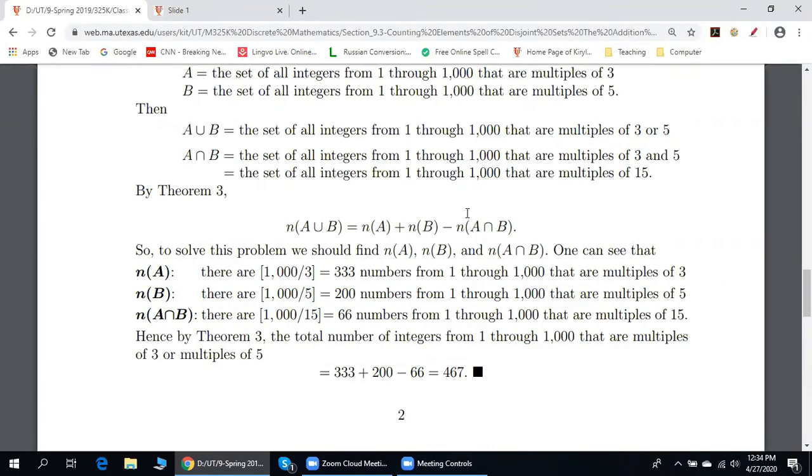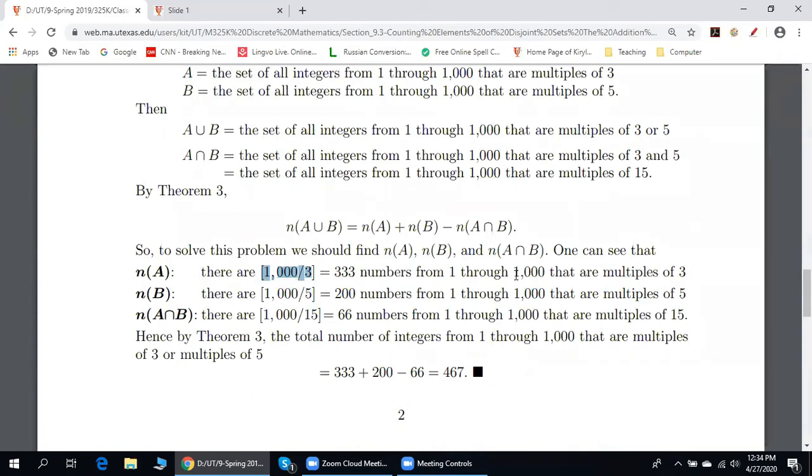By the way, you may ask me a question, why in the world here we use the floor function? Well, let me give you an example. Say, let us consider integers not from 1 to 1000, but say from 1 to 9. It is easy to count the number of multiples of 3. These are 3, 6, 9. So we have 3 multiples of 3. And indeed, 9 divided by 3 is 3.